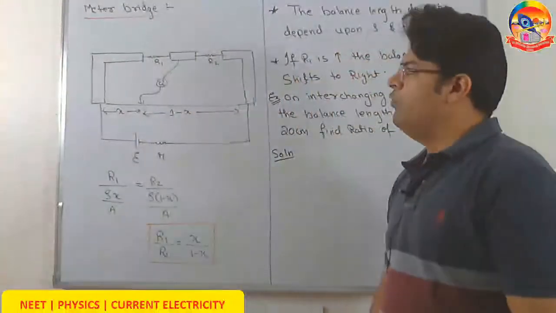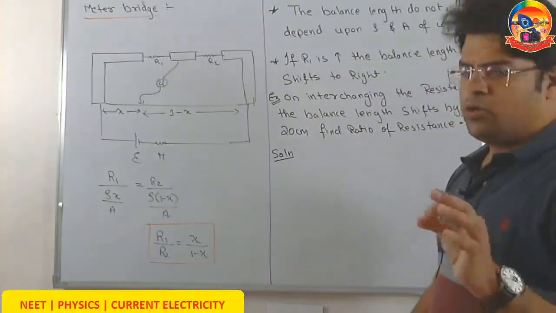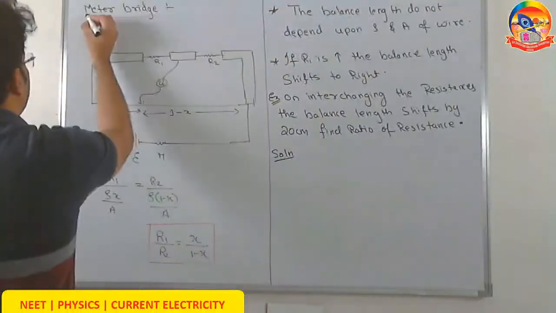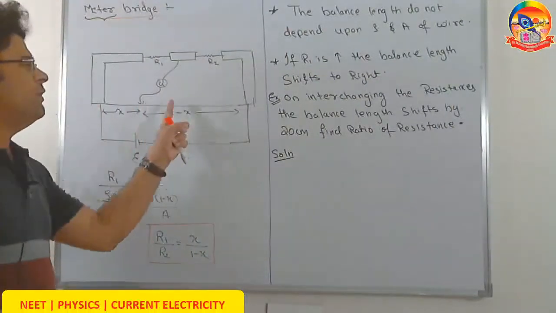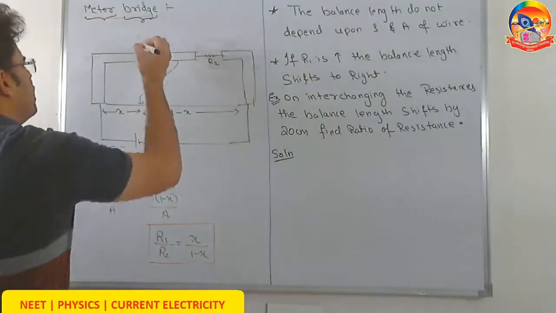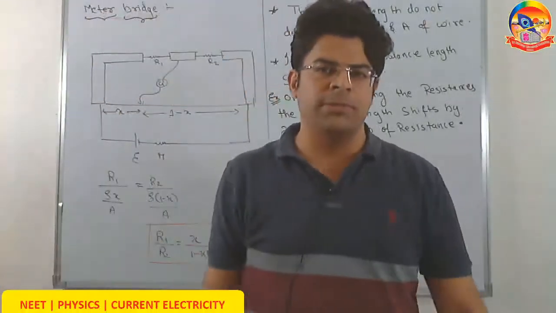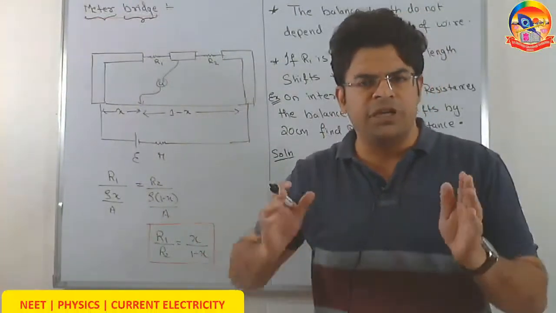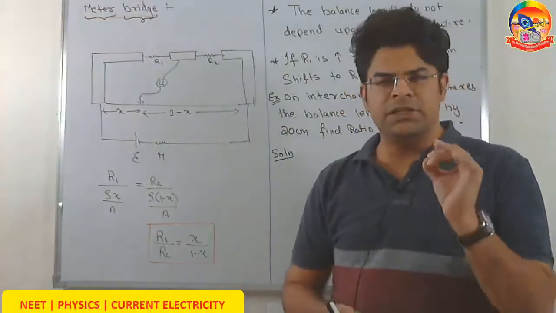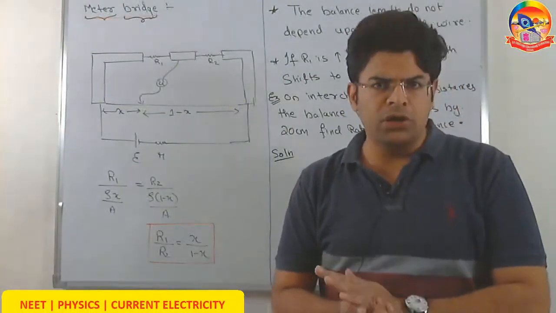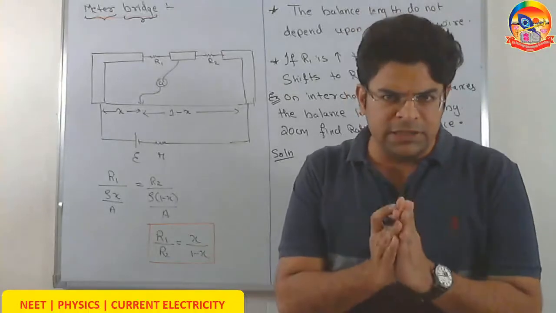Now, we will learn meter bridge. There are two terms here, meter and bridge. Why? The word meter comes because the length of the wire used in the meter bridge is 1 meter. And the second term, bridge, comes because it is based on the concept of Wheatstone bridge. But sir, first of all, tell us what does a meter bridge do?